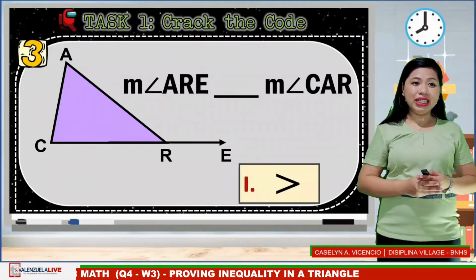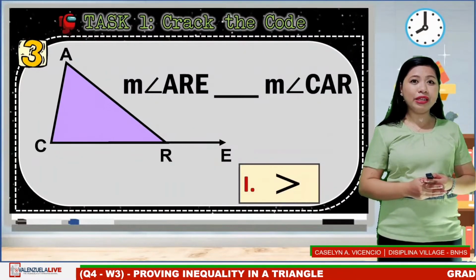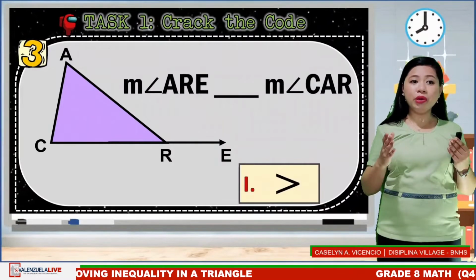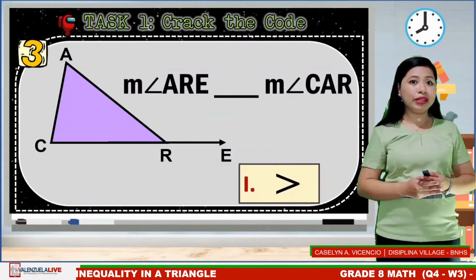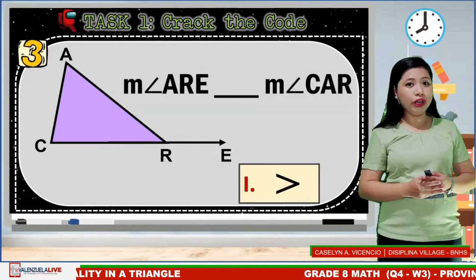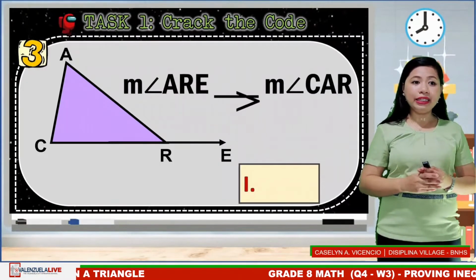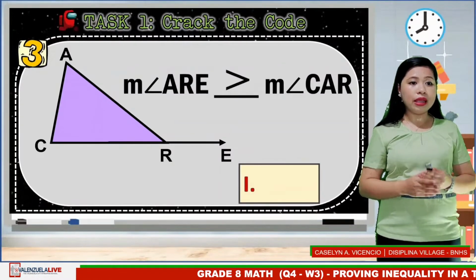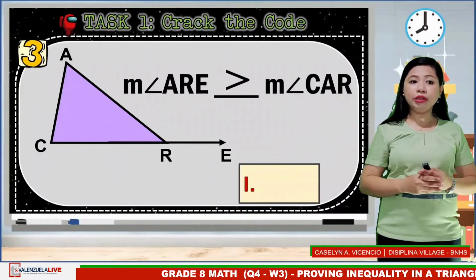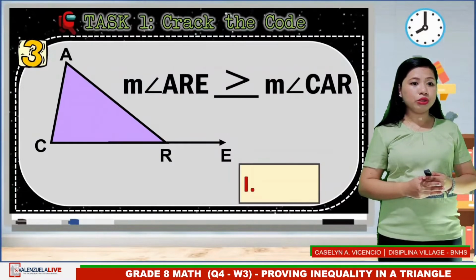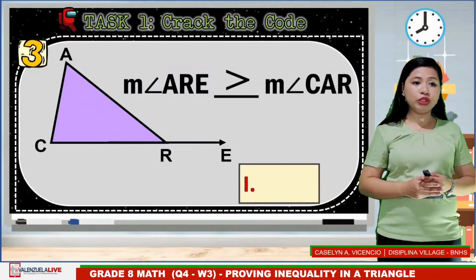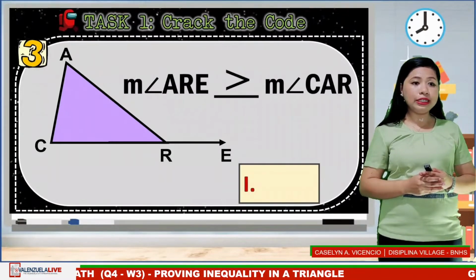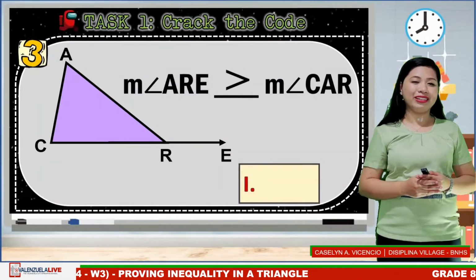Angle ARE is the exterior angle of triangle CAR, and angle CAR is the remote interior angle of triangle CAR. Therefore, angle ARE is greater than angle CAR because, based on the exterior angle inequality theorem, the measure of an exterior angle of a triangle is greater than the measure of either of its corresponding remote interior angles.